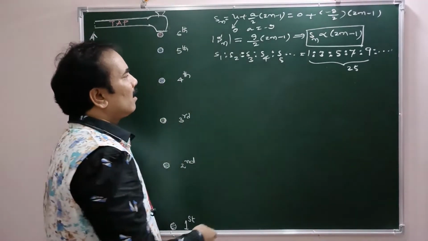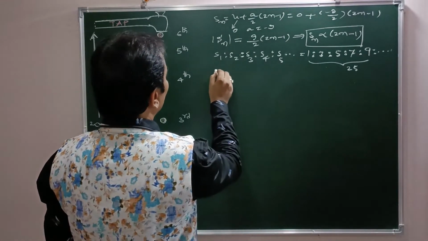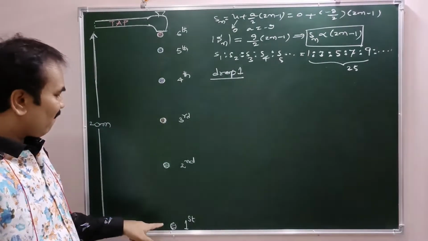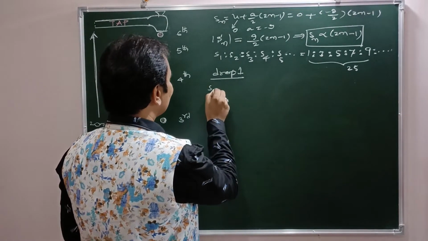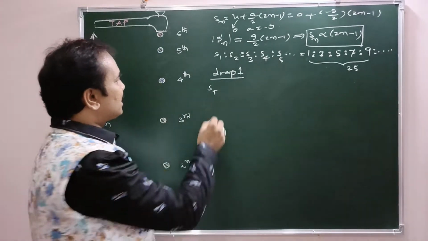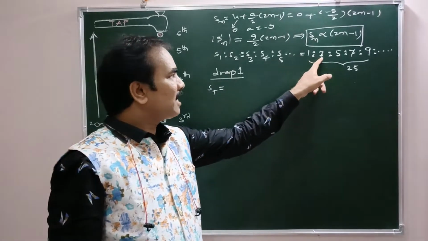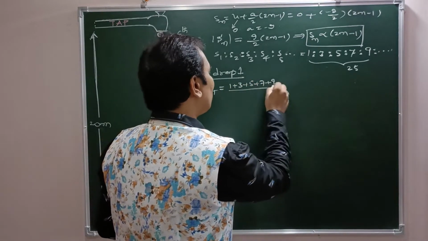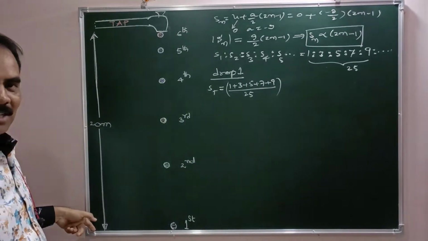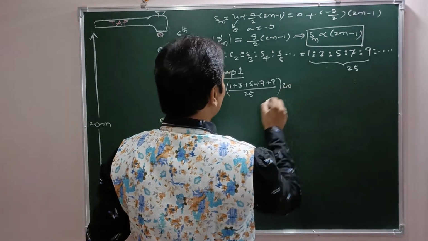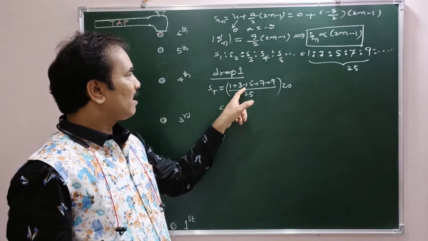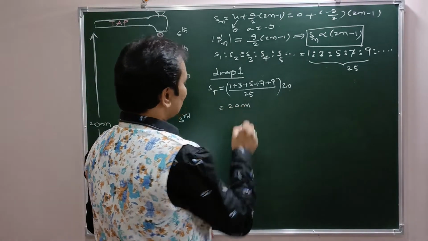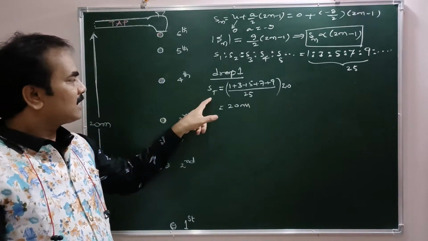Now, coming to the first drop. The distance covered by the first drop from the tap, ST, is given by the number of parts it covers, 1 plus 3 plus 5 plus 7 plus 9, out of 25, of 20 meters. So ST equals 25 by 25 of 20 meters, which cancels and leaves 20 meters. So the distance covered by the first drop from the tap is 20 meters.